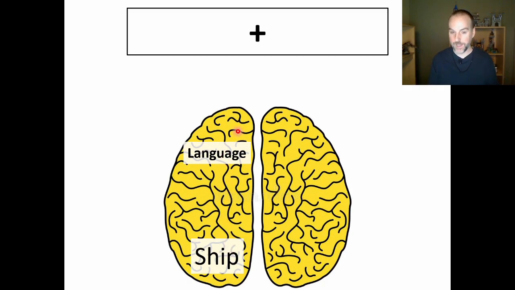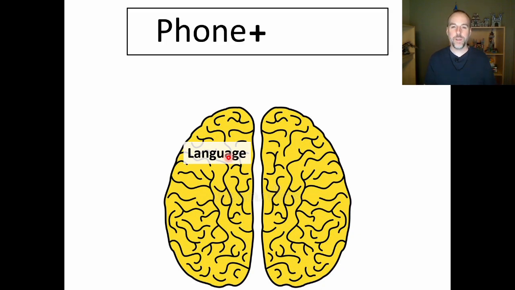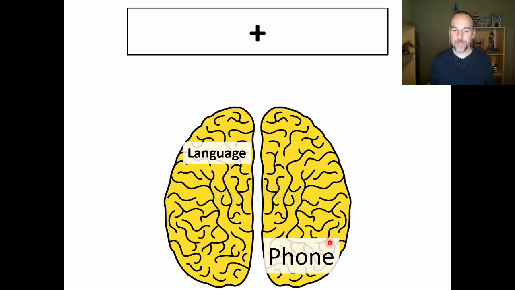It knows what it's seen. And Joe can then speak ship. He knows that that's what he's seen. But what happens when we flash a word to his left visual field? Well, that's going to go to his right hemisphere, and that's kind of problematic because language is not dominant in this hemisphere. Now, in someone neurologically intact with a corpus callosum, that information would just cross the corpus callosum to get to the dominant language hemisphere. But Joe can't do that, so he can't say phone.